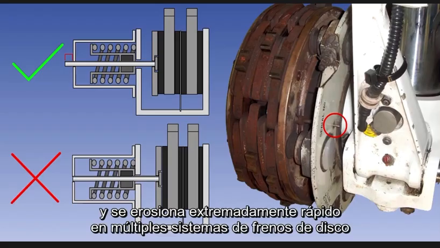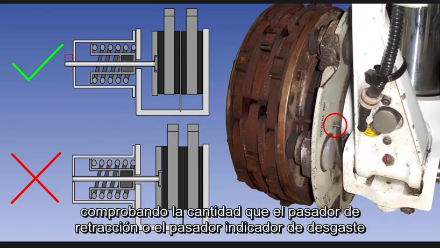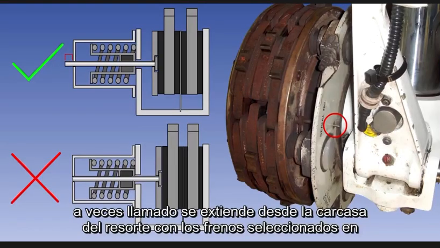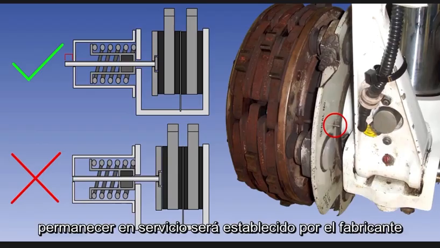On multiple disc brake systems, the most popular method of gauging the depth of brake lining material remaining is by checking the amount that the retraction pin, or the wear indicator pin as it is sometimes called, extends from the spring housing with the brake selected on. The minimum amount that the pin can extend beyond the housing for the brakes to remain in service will be laid down by the manufacturer.